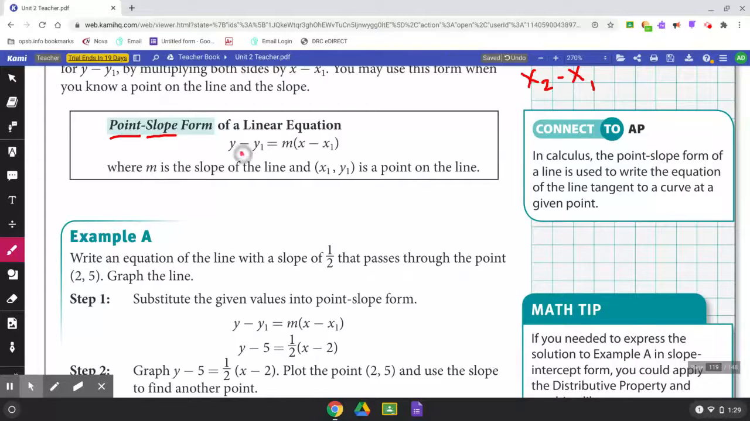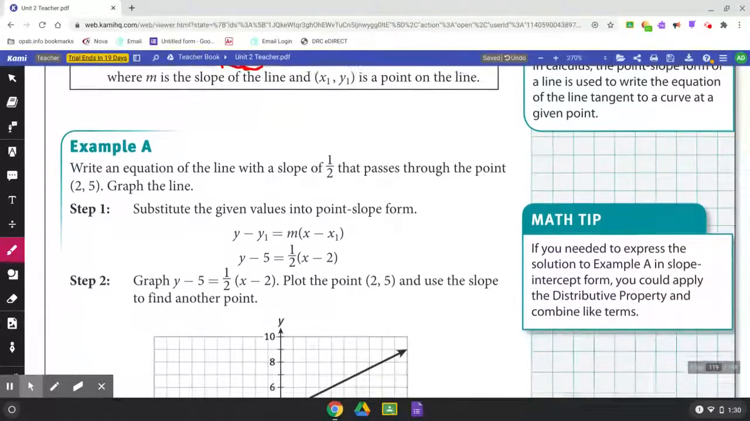So this y1 value is the y value of a point. This x1 is the x value of a point. And then the m is the slope. Now, you will always have y minus and x minus. That's the standard part of the formula. The only thing that's going to vary is your x and y value, labeled y1 and x1, and the slope. Those are the three pieces that are going to change from line to line that you graph.